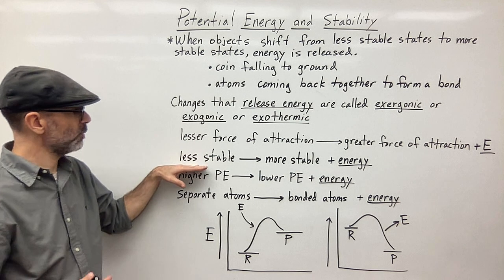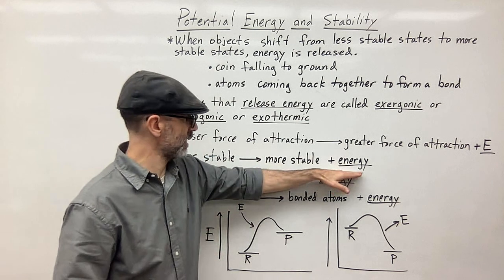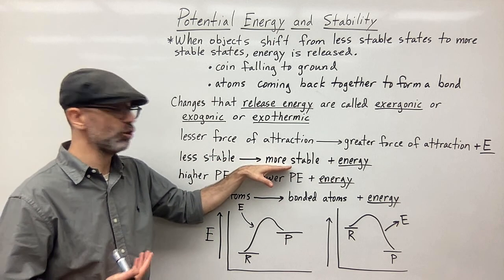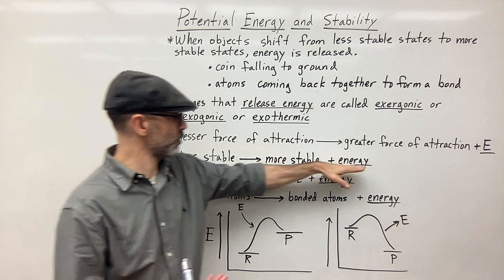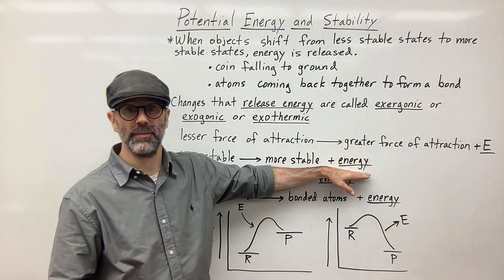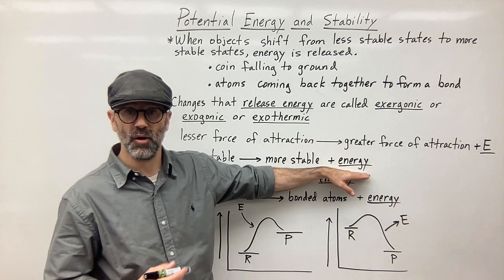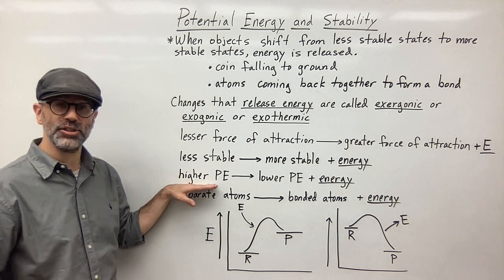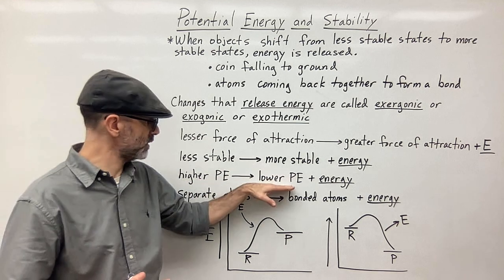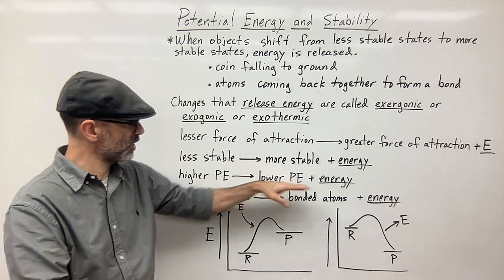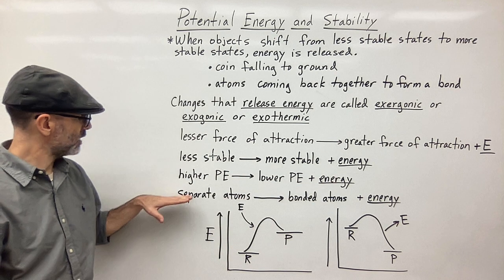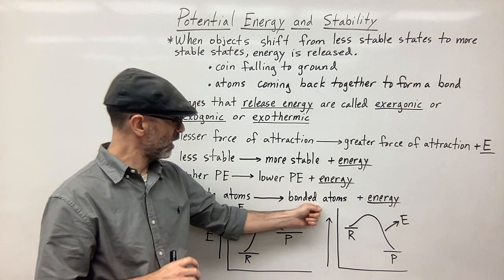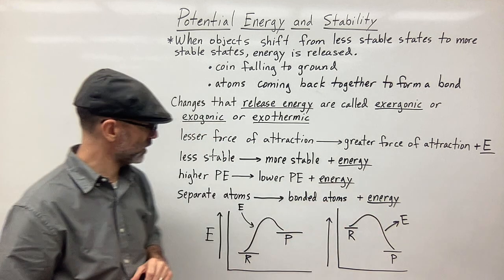Less stable is going to become more stable by releasing energy. Remember, less stable means higher potential energy. If you become more stable, you lose some of that potential energy and it's released in the form of some other form of energy like kinetic energy or heat energy or something like that. Higher potential energy, as I said, will go to a lower potential energy, losing your potential energy, so you're releasing energy. Separated atoms have a higher potential energy. They come back together, they bond, lower potential energy, so energy is released.